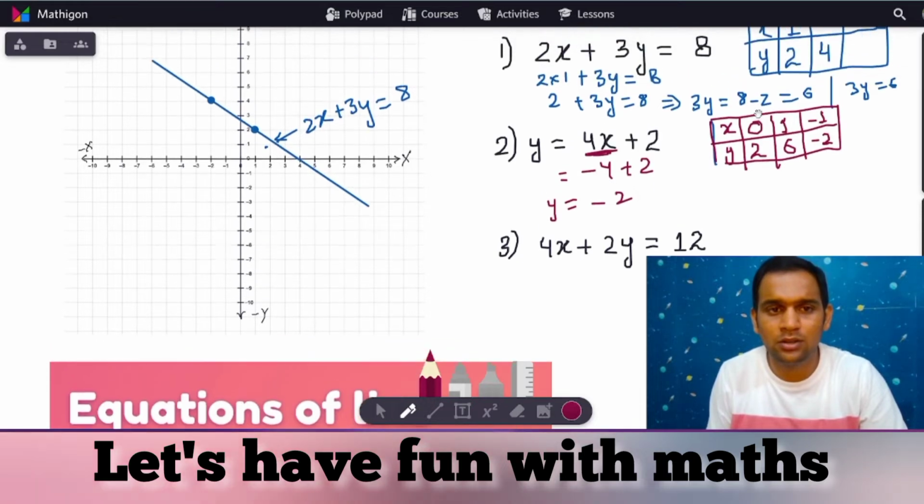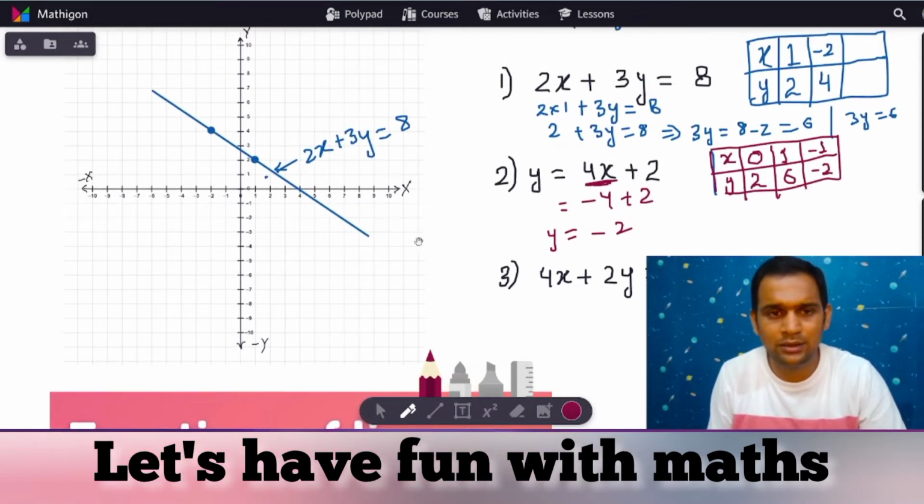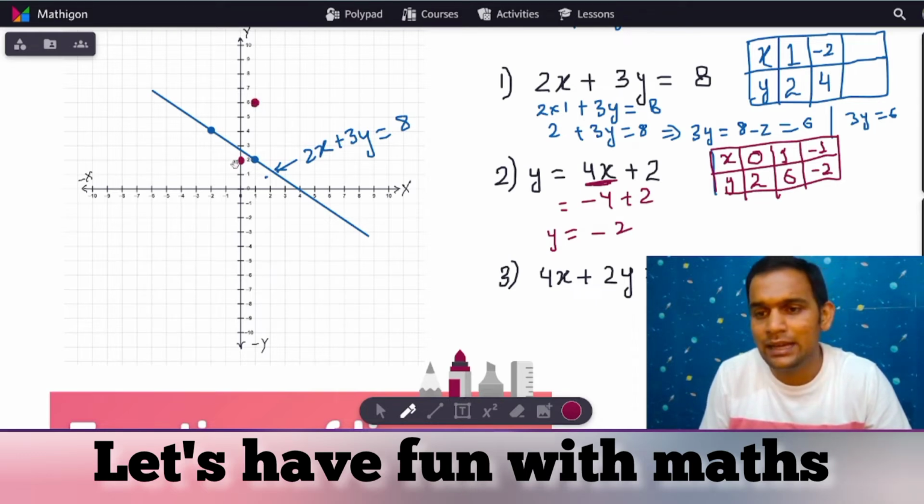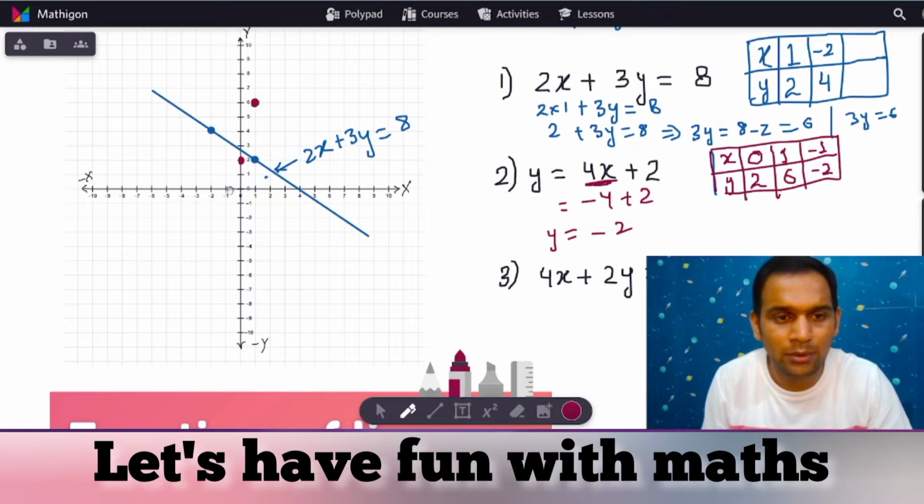Let's try to plot it on this particular graph. Okay, on the same graph we will plot it. So 0 comma 2, x-axis is 0, y-axis is 2. So this is 1 point. X-axis is 1 and y-axis is 6. So this is the other point. Now the third point is minus 1 comma minus 2. Minus 1 is the x-axis and minus 2 is the y-axis. So this is the point.